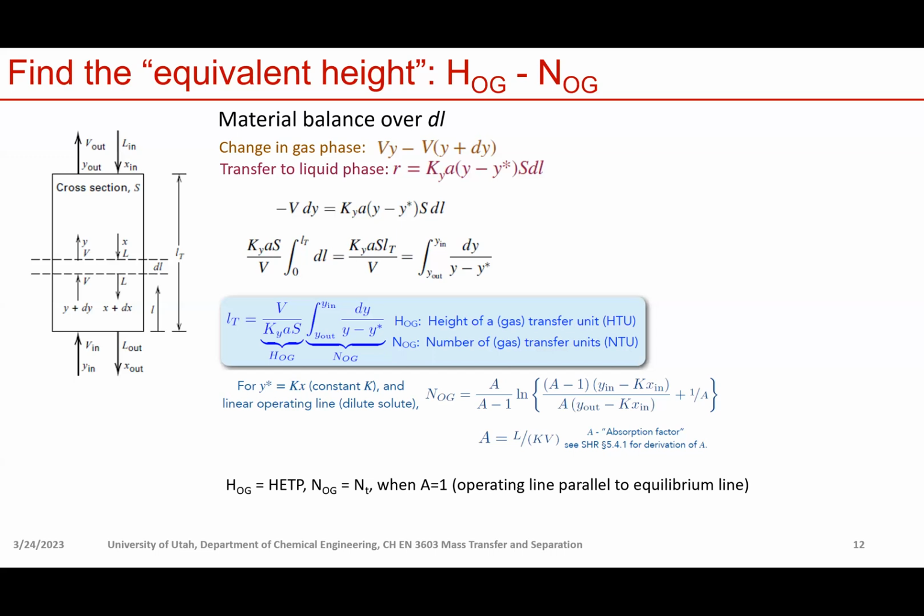Yes. Just to be clear, V stands for the vapor phase flow rate, the total flow rate, not the volume. Yeah, it's a flow rate. So S here is the cross-sectional area. V is the vapor phase flow rate, right? And L is the liquid phase flow rate.